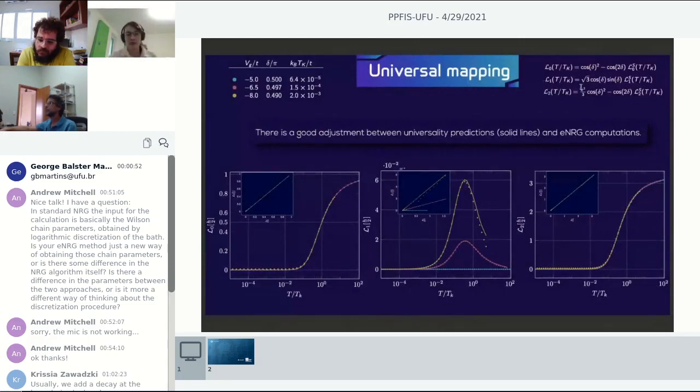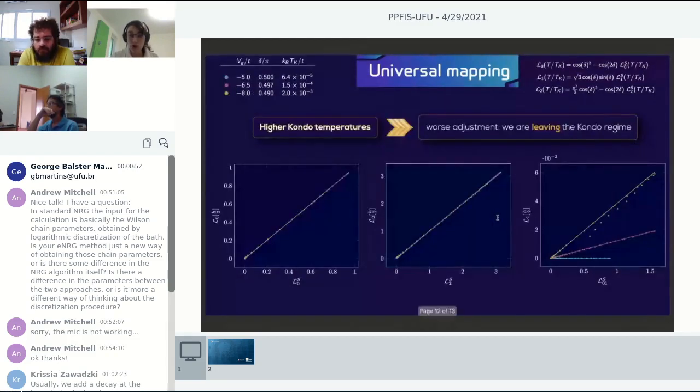And now that we have the universal curves, we can study the universal mapping because of these equations. So here I am showing the energetic moments, the 3 energetic moments, and we are comparing the results of NRG runs, which are the filled markers, with the results from the universal mapping, which are the lines. So as we see, we have a very good adjustment between the two approaches, which is good news, except for this region. And on this slide, I would like you to notice that this is happening for temperatures bigger than the Kondo temperature on the yellow curves, where the Kondo temperature was already big.